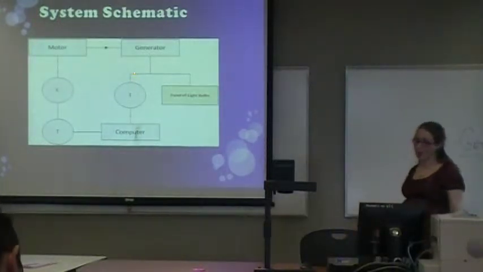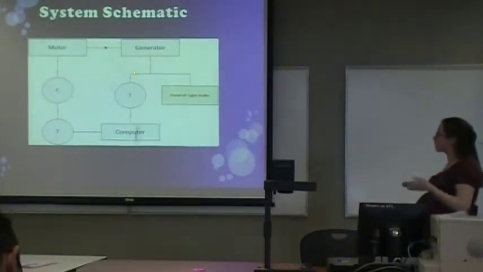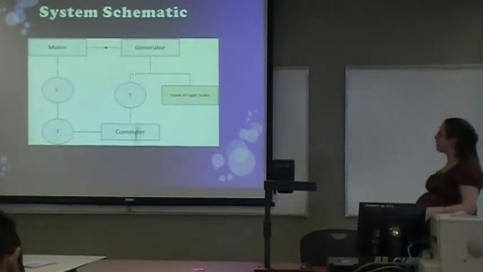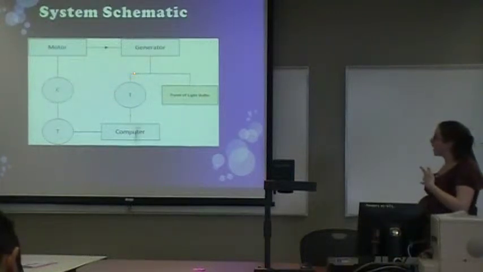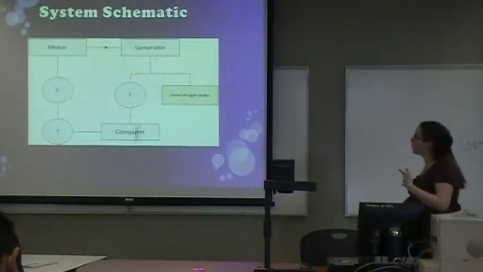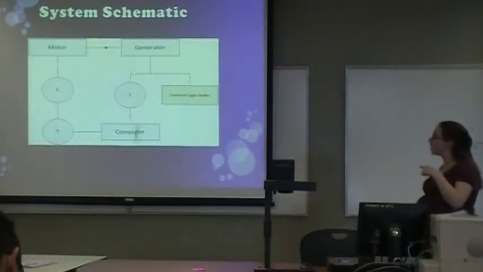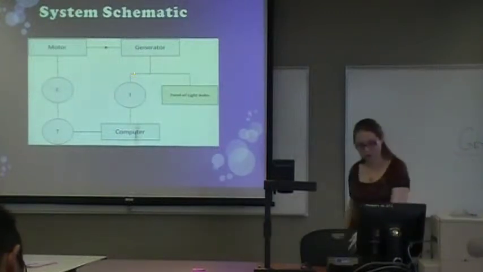Your system schematic, where the computer tells the transmitter controller what power to run the motor, and then the generator goes to the voltage from the output from the generator, goes to the transmitter and back to the computer where you get your results.